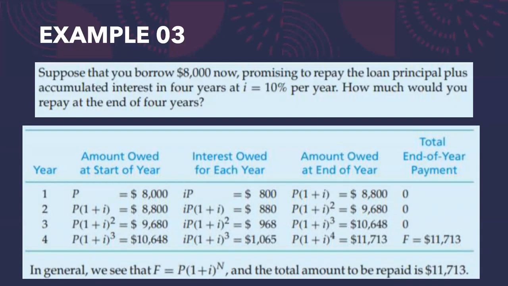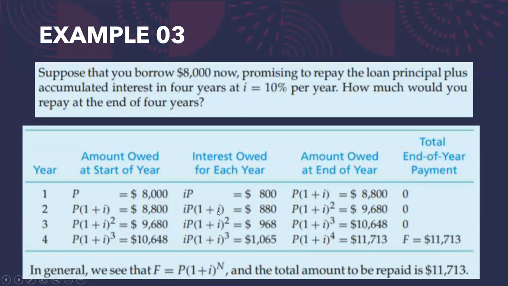So for the first year, let's say the borrowed amount is 8,000. The interest rate times the P value, because for the first year, if you use the equation P into (1 plus i) to the power of N, N becomes zero, right? At the start of the first year, N is equal to zero. So at that point, you have 800, so P into i. Then at the end of the first year, that means from the start of the second year, you will have 8,800.